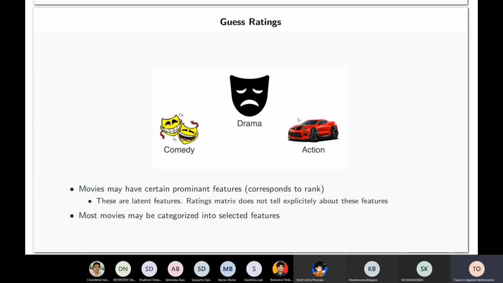So let us say the movie has some corresponding features. So let us say comedy, drama, or action. Okay, and these are the latent features. So latent means here hidden. So our goal is to somehow find out these hidden features. This may not be explicitly the rank or these things, but it's something that the matrix will find in terms of rank. So most movies may be categorized into selected features.